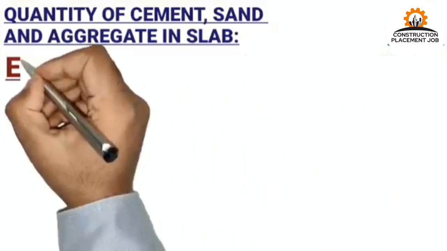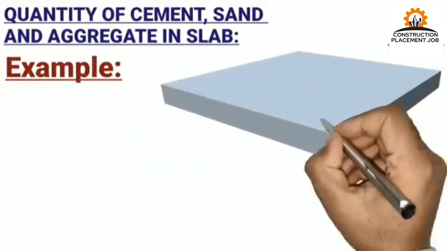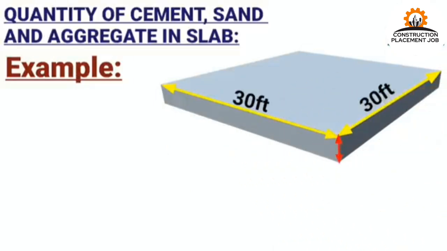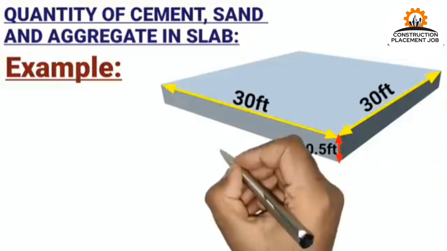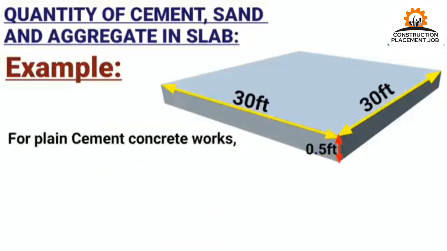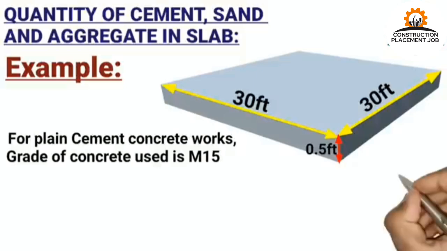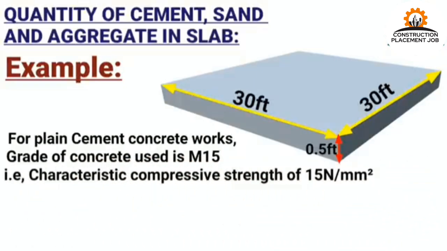Let's illustrate this with an example. Suppose we have to construct a slab of length and breadth as 30 feet each and the thickness of slab be 6 inches, that is 0.5 feet. For plain cement concrete works, the grade of concrete used is M15. That is, we have to achieve the characteristic compressive strength of 15 Newton per mm square.